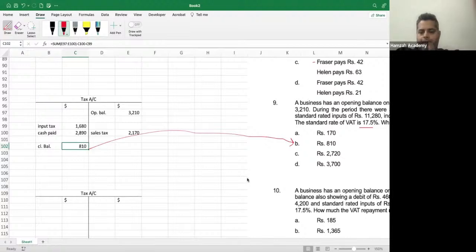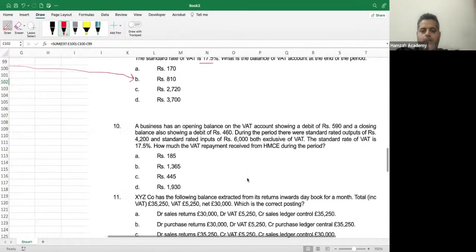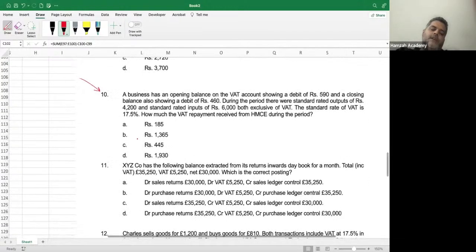Okay. Then, a business has an opening balance on the VAT account showing a debit balance of 590 and a closing balance showing a debit of 460 as well. During the period, there was standard rated output of 4,200 and standard rated input of 6,000, both inclusive of VAT. Okay, now solve this question for me. Let's see how you guys do it. Hurry up, come on. You have 2 minutes. I need the answer straight away.